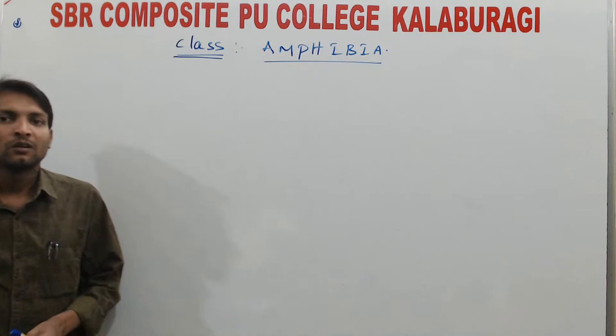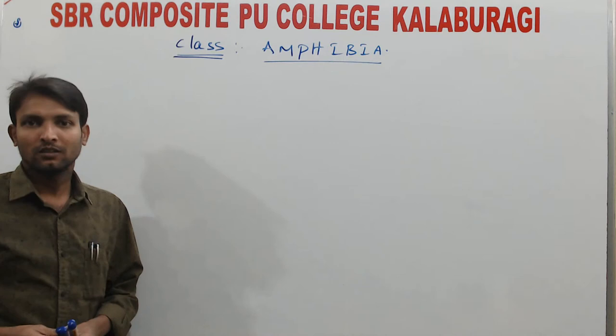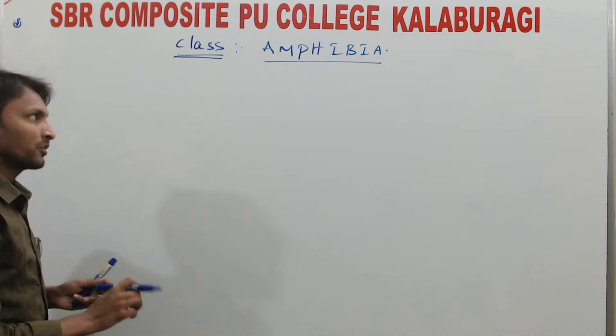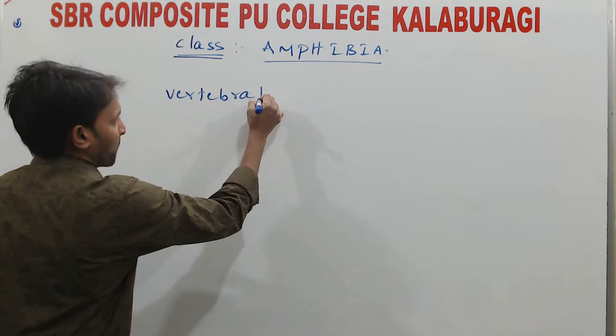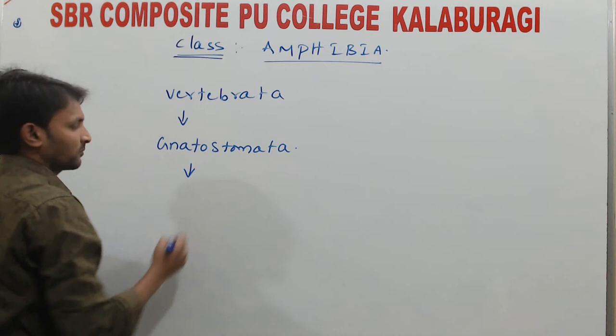Today we are going to discuss the class Amphibia and class Reptilia. So if we look at the classification, phylum Chordata, subphylum Vertebrata. So in Vertebrata, division Gnathostomata, after that we see superclass Pisces and Tetrapoda.